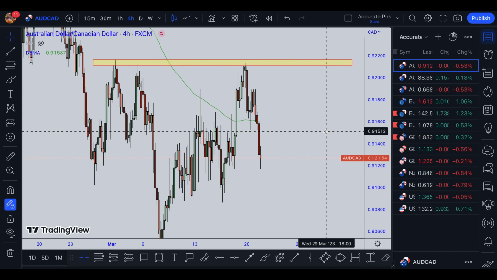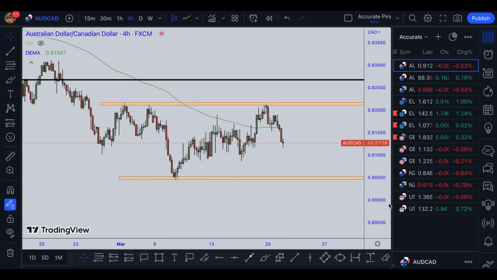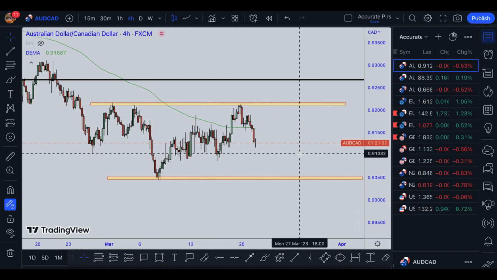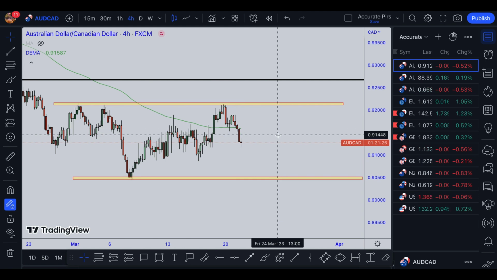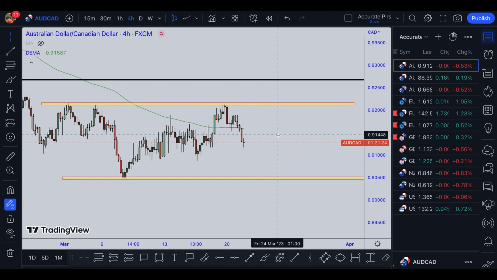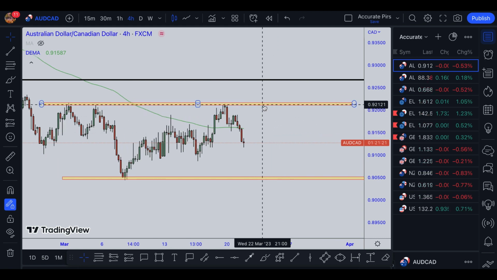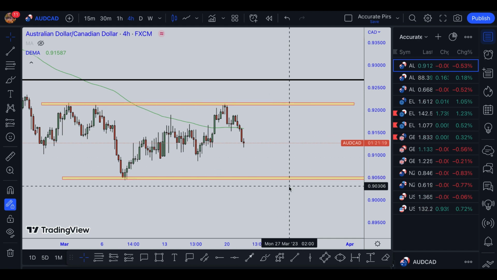So starting off like we do every week, we're starting off with AUD CAD. Looking at AUD CAD, you can see that we've got a nice little structure forming on this currency pair, but you can see the price level is still far away from the support and resistance level. So with AUD CAD, we're just going to have to wait to see how price reacts with our resistance and support level, if it gets to those points.